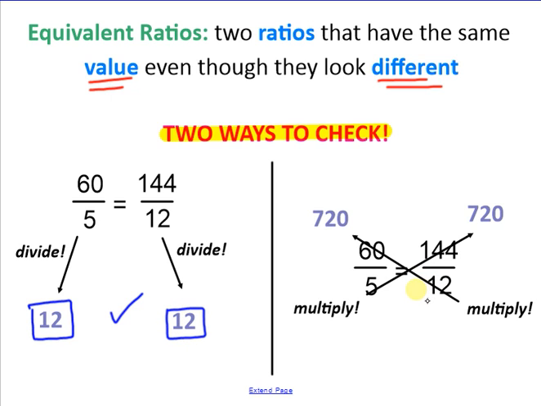Another way to check to see if they are equivalent ratios is to cross multiply. The way to do that is exactly what it says. You take the bottom number and multiply diagonally with the number across from it. So 5 times 144 is 720. Then you go the other way. 12 times 60 is also 720. Similar situation: if you get the same product when you cross multiply on both sides, then you have a set of equivalent ratios. If you get a different product, then your ratios are not equivalent.